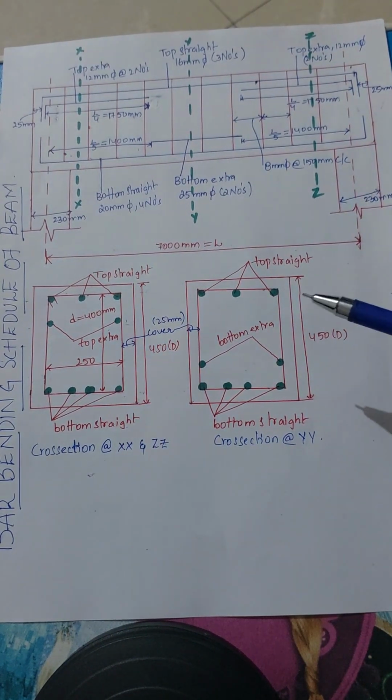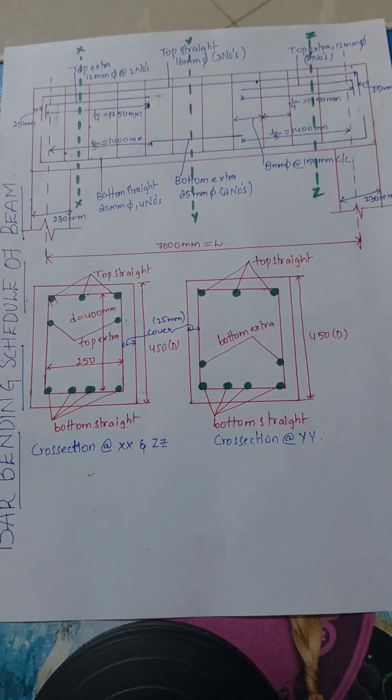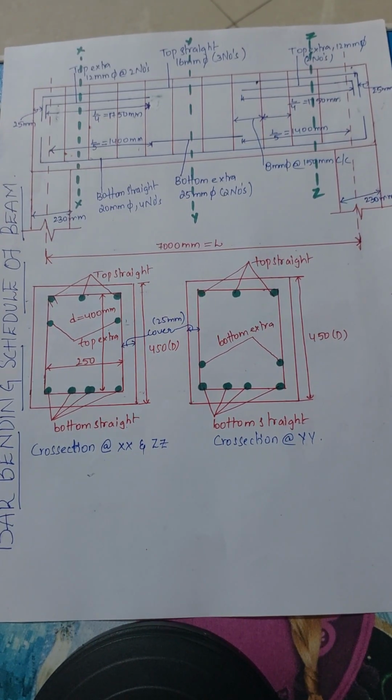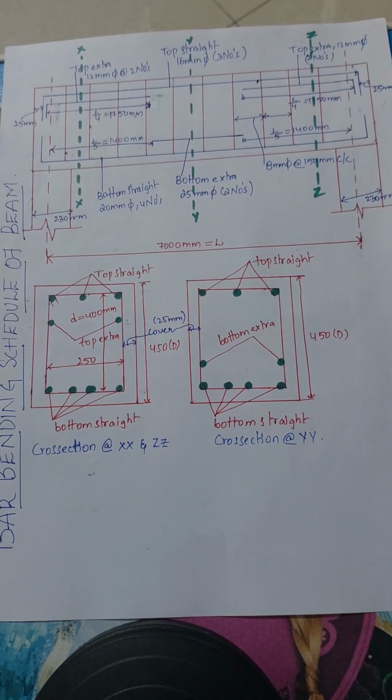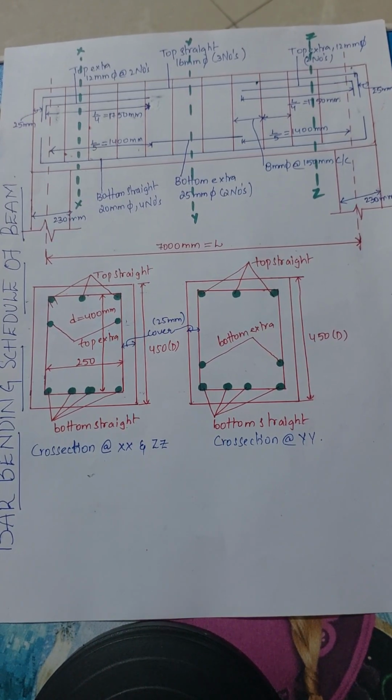So please go through the cross sections and the figure and dimensions for the further calculation, to know how much quantity of steel is required. So let's go into the topic to find how much quantity of steel is required for these dimensions of a beam.